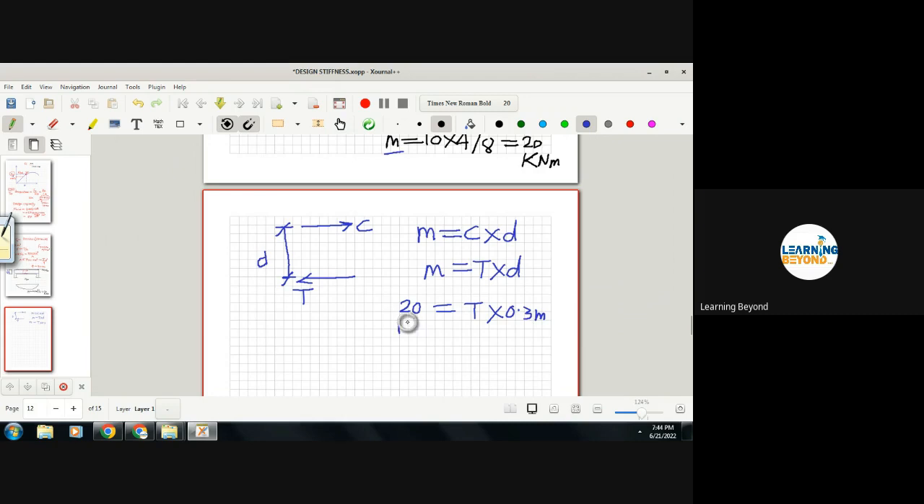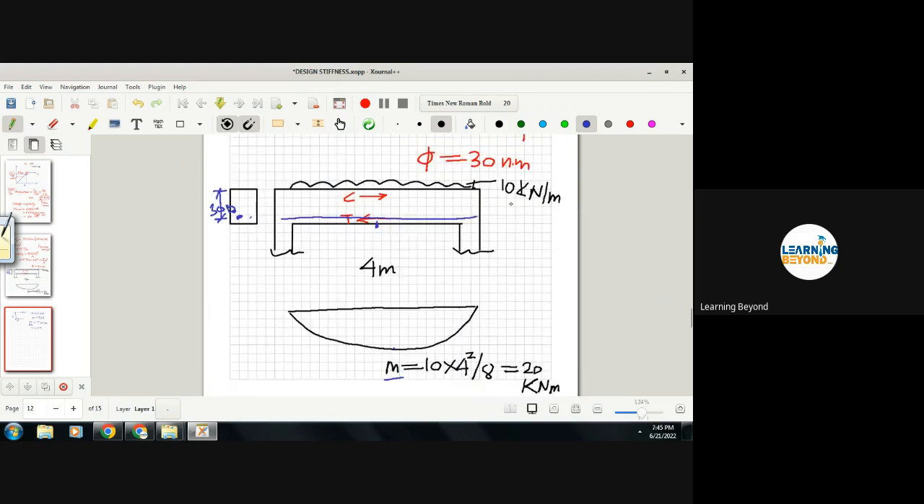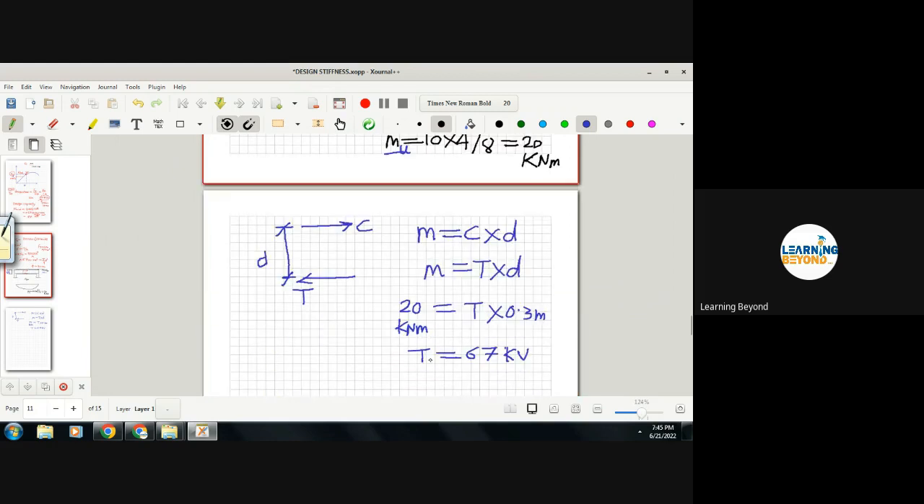So what will be the tension? 66.67, let's say 67 kilonewton force. I'm considering this as an ultimate load, WU. Please try to understand, this is not working load. This is ultimate load, so my moment is also ultimate moment, MU, and my tension will also be ultimate tension, TU.